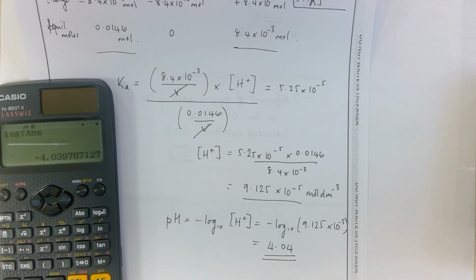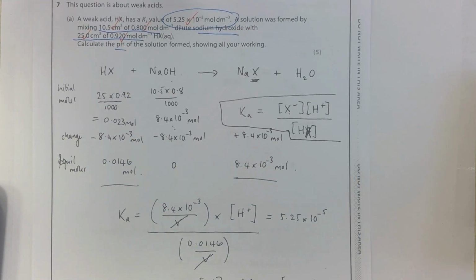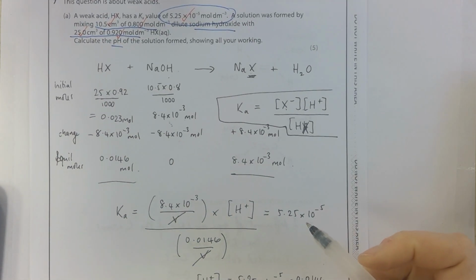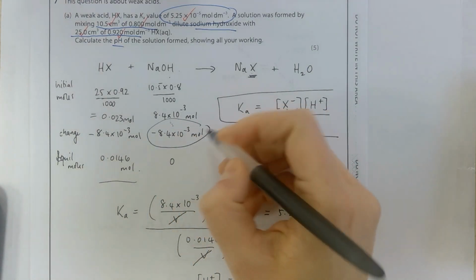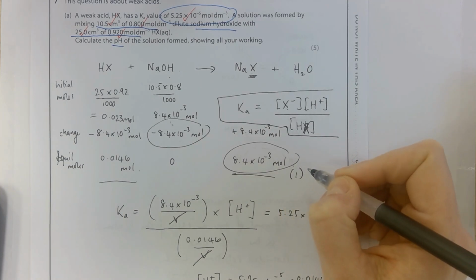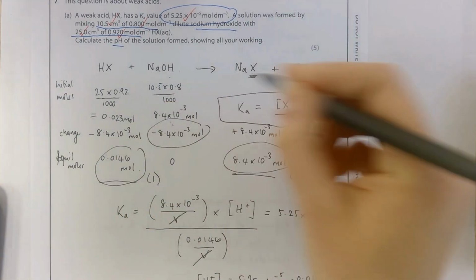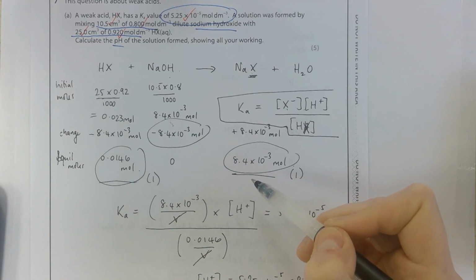Okay, so let's go to the mark scheme and just identify where we get marks. Mark 1 is for calculating the moles of X minus present in the mixture. So that's this, that's one mark there. Calculating moles of HX unreacted, that's there. Laying it out like this, you can see what everything is. It's fine to do this and you will be given the marks.